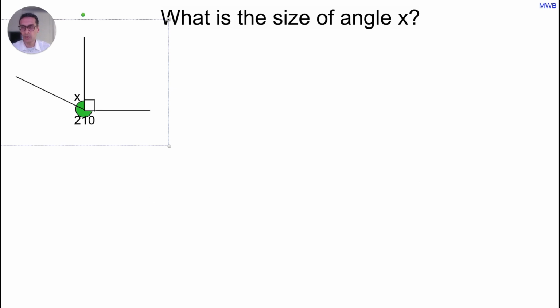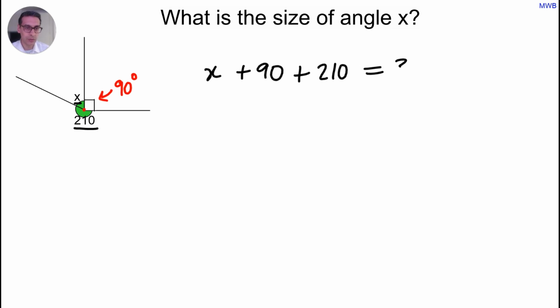So we look at a practical example. Here's a question. What's the size of angle X? The first thing we're going to look at is what rule are we using? Well, this is obviously angles around a point, the point being this center bit here. We know that this angle here, just because of that right angle symbol, is going to have to be 90 degrees. We've already got 210 degrees given to us here, and X is the angle that we don't know. So we can make an equation from this. We can say X plus 90 plus 210 has to equal 360 degrees.